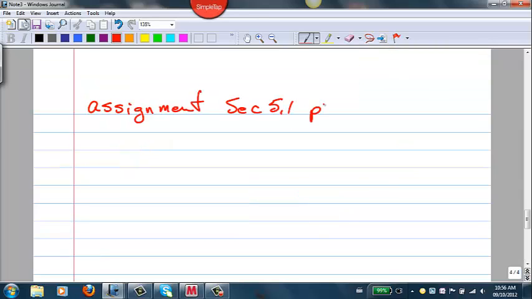Your assignment is here. Take a look at section 5.1, page 204, number 1, number 3, I think, 5. Well, you can see it here. Okay, so make sure you've written down the assignment, and we'll talk to you tomorrow.